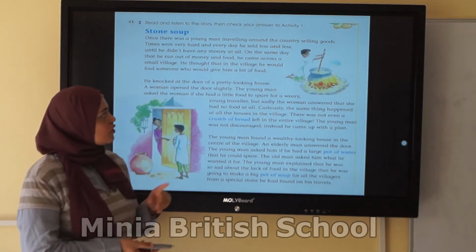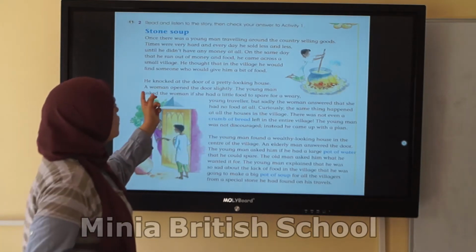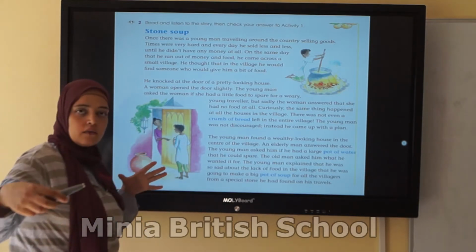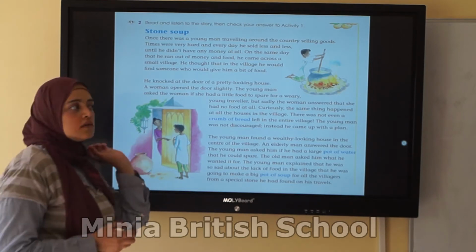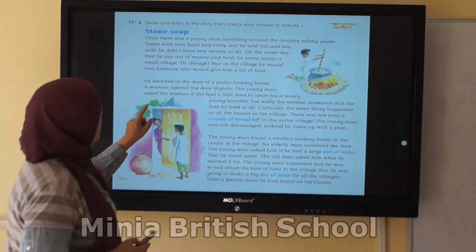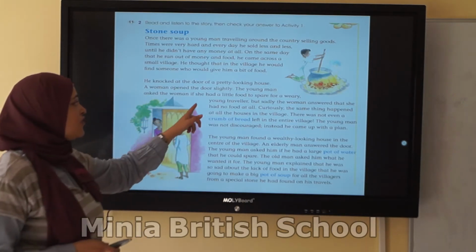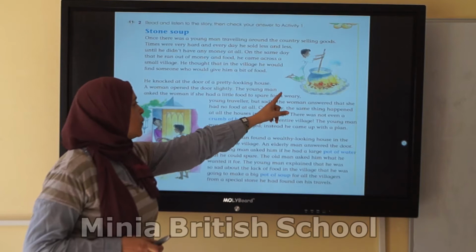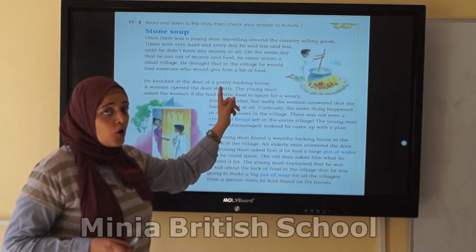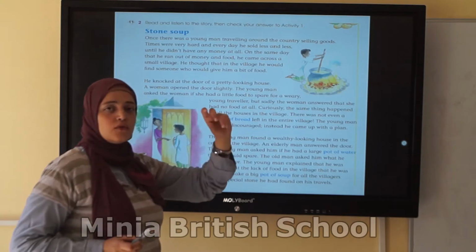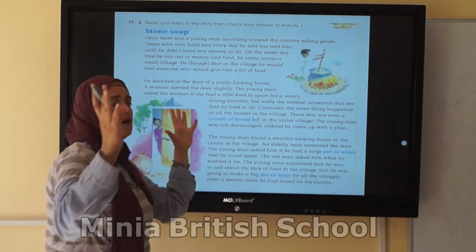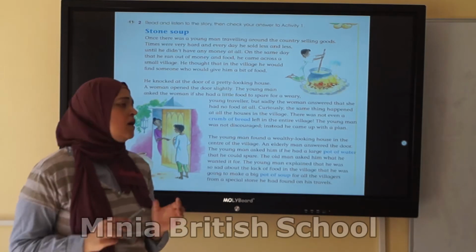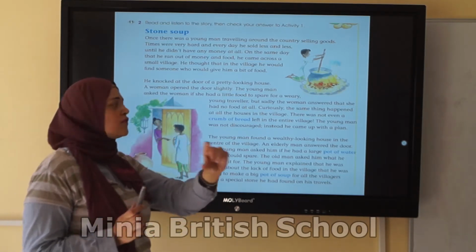He knocked at the door of a pretty-looking house. A woman opened the door slightly, as you see here in the picture. So she didn't open the door wildly, okay, but she opened the door slightly, a little bit. Okay, the young man asked the woman if she had a little food to spare for a very young traveler. So he asked her for a little food, not a big meal to eat. He didn't ask her for meat and bread and rice and many things, but a little food to spare.